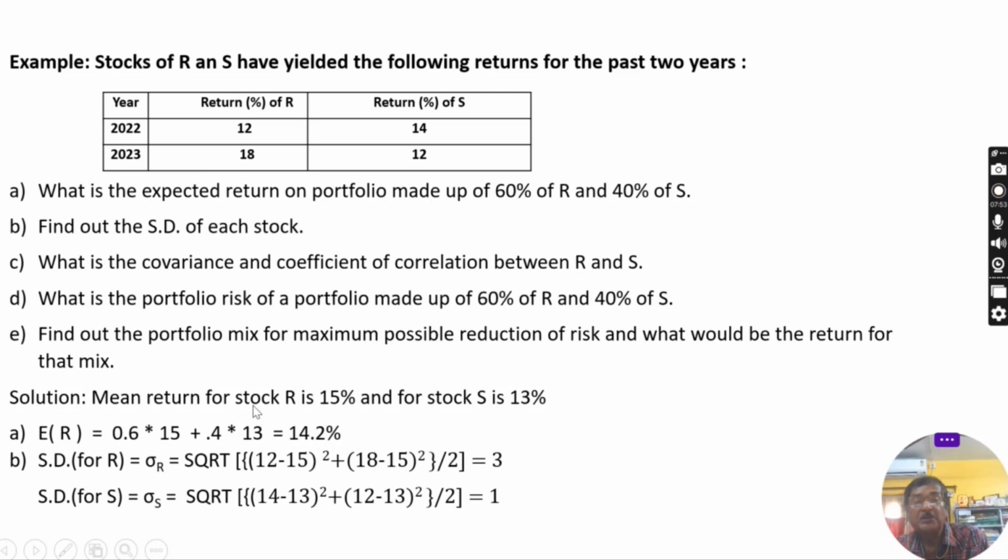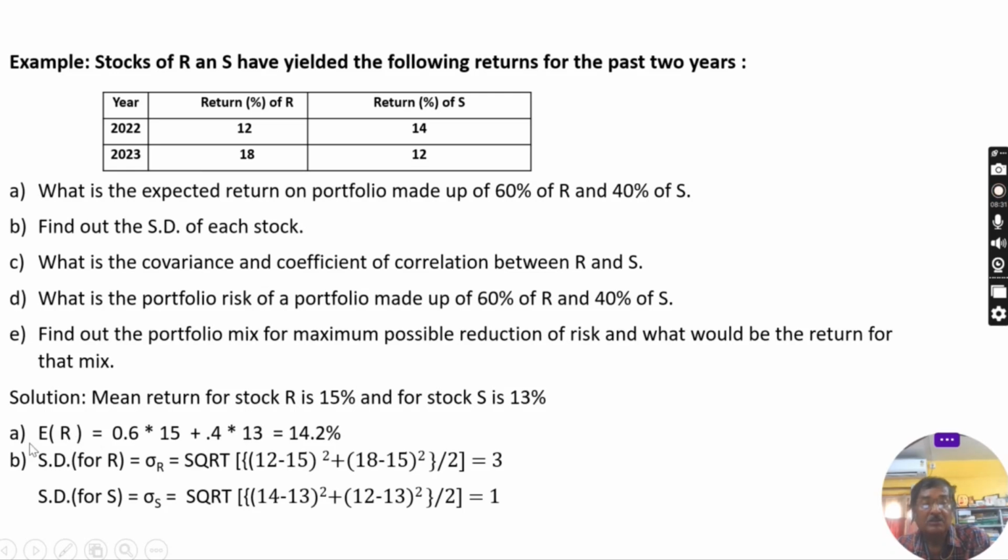First, the mean return for stock R and stock S. Mean means this year 12 plus 18, 30, divided by 2. This is the mean value, that is 15%. 15% is the average return for company R, the return of the stock. And for this company S, what is the average return or mean value? For the stock it is this plus this for 2 years, figure 26, divided by 2, that is 13%.